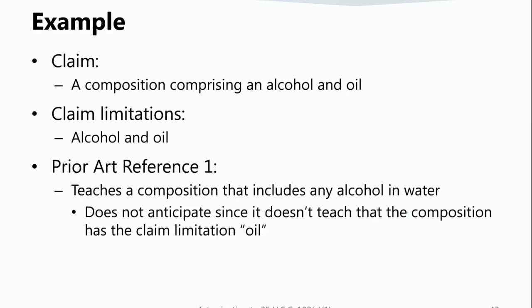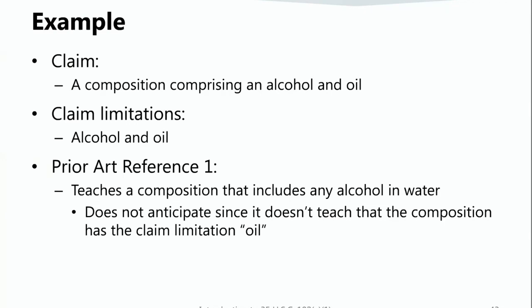In this example, we are examining a claim directed to a composition comprising an alcohol and oil. The limitations of the claim are an alcohol and oil. During our search, we found prior art that teaches a composition that includes any alcohol and water. The question is, does the prior art reference provide evidence that the claimed invention was patented, described in a printed publication, or in public use, on sale, or otherwise available to the public before the effective filing date of the claimed invention? In other words, does the prior art anticipate the claimed invention?